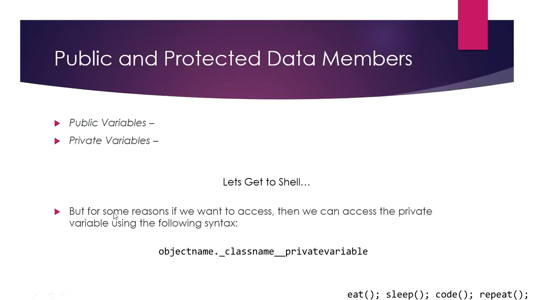Let's see how we can access it. For some reason, if you want to access it, you can access the private variables using this syntax. You create an object name, then a class name but with a single underscore character, and then a double underscore character and the private variable. Let's see.